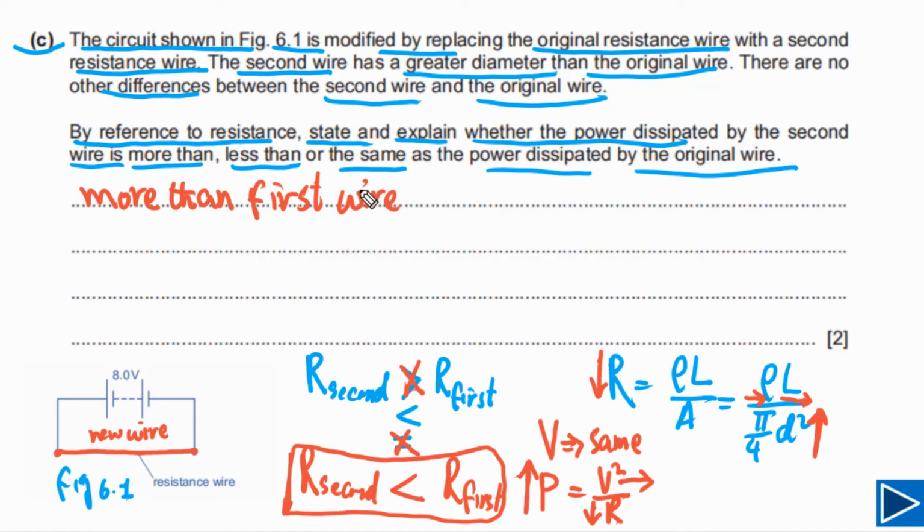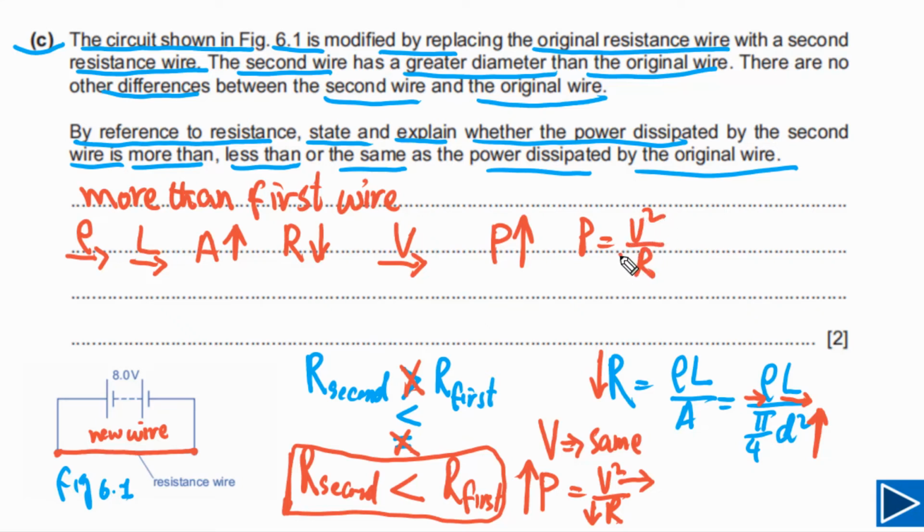And the second point we can write down is about resistivity. We can also say resistivity is the same, L is the same, but the cross-sectional area is greater. It means the resistance is lower. As the resistance is lower but the potential difference is the same, the power dissipated is greater, because power dissipated is equal to V squared divided by R. If R is lower, P has to be greater, because the potential difference is the same. So these are the points you have to mention in your answer.